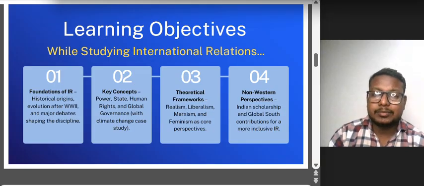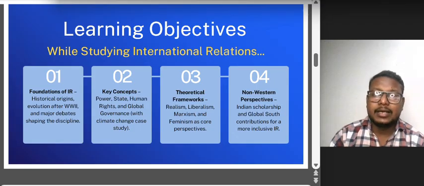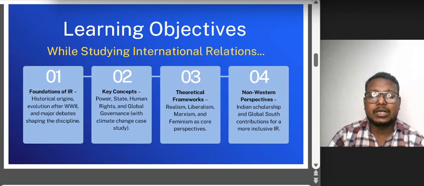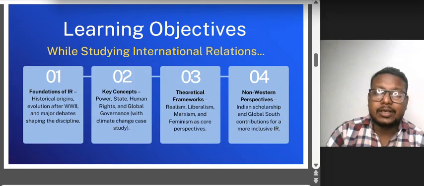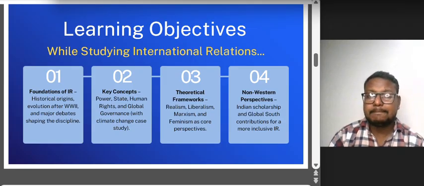The course also examines major concepts such as power, state, sovereignty, peace, war, human rights. And finally, it introduces students to non-Western and Indian perspectives, showing how voices from the global South are shaping international relations in a more inclusive and diverse way.